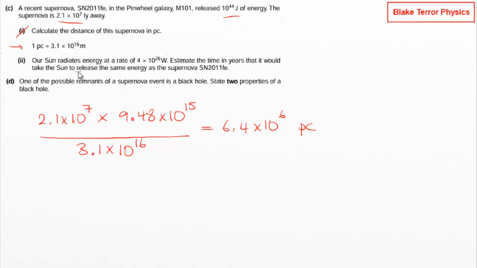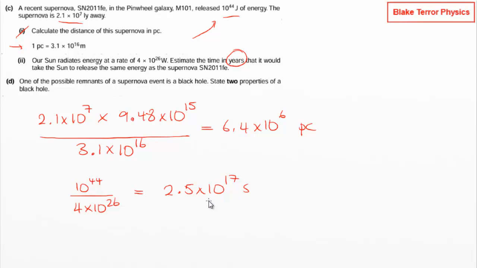Next bit, our sun radiates energy at a rate of 4 times 10 to the 26 watts. Calculate the time in years it would take to release that amount of energy. Okay, so we've got 10 to the 44 joules. Divide that by joules per second, so divide that by 4 times 10 to the 26. That's going to give us seconds. We've got joules divided by joules per second. So that's going to be 2.5, and then we've got 18 minus 1, so 10 to the minus 17 seconds.